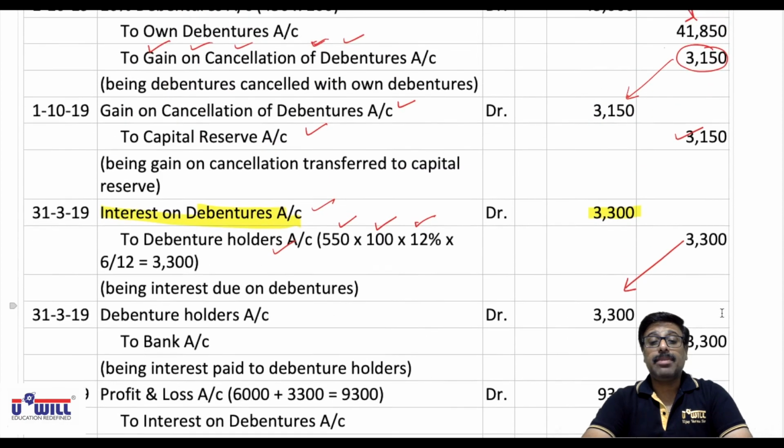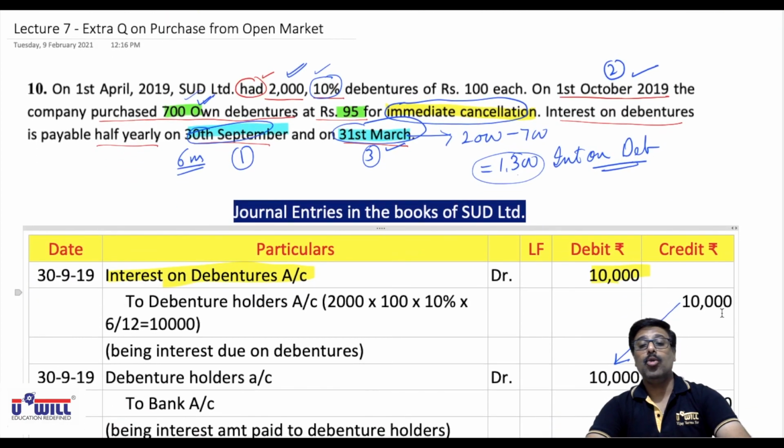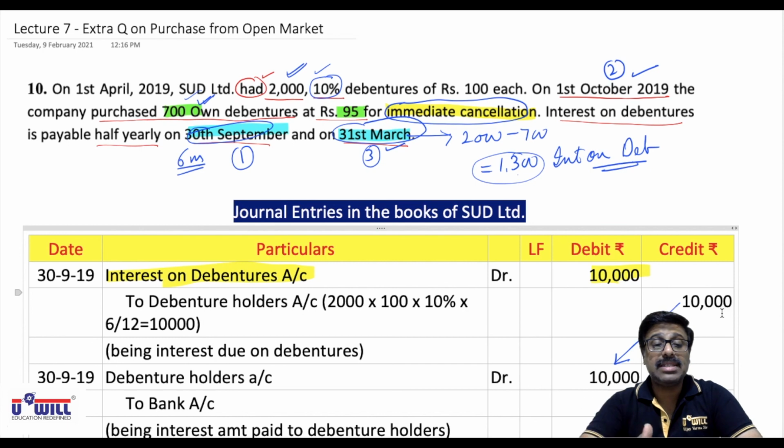So with this, the chapter of debentures gets completely over. Now in the next lecture, we'll start with the new chapter. That'll be all for this lecture.